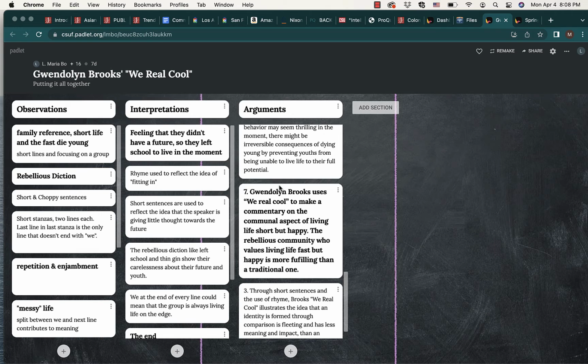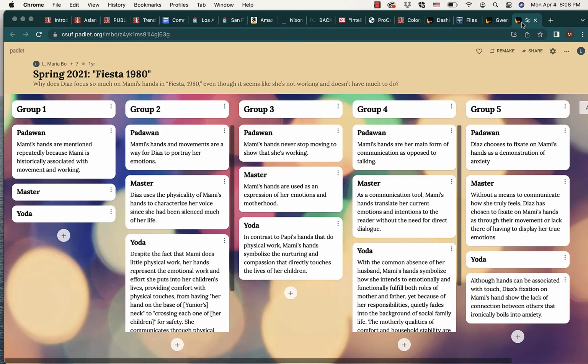After they come up with their arguments later in the semester, I use this tool again through Padlet, and I tell them to come up with 3 layers of an argument. Now that they've figured out how to do observation, interpretation, and argument, I tell them that there are better arguments and worse ones. The worst ones are the easy answers that you can get to immediately.